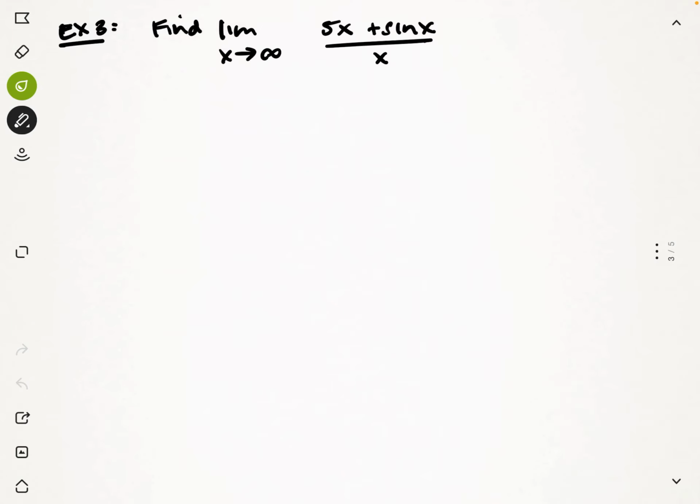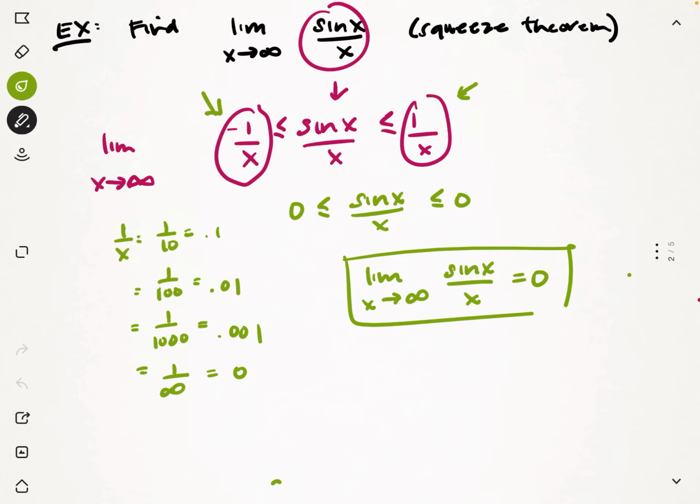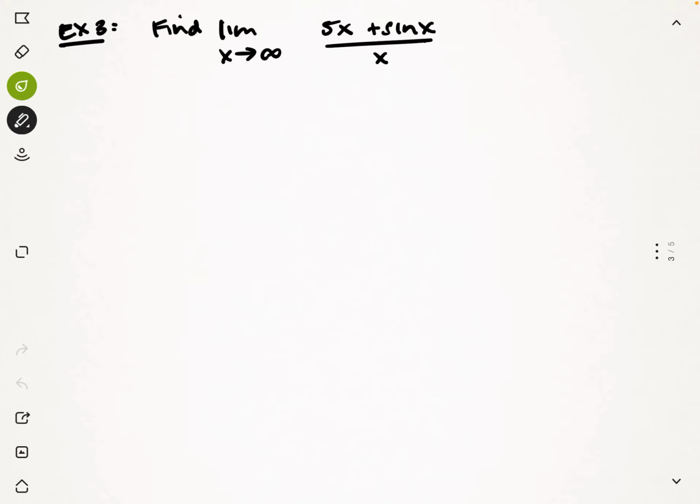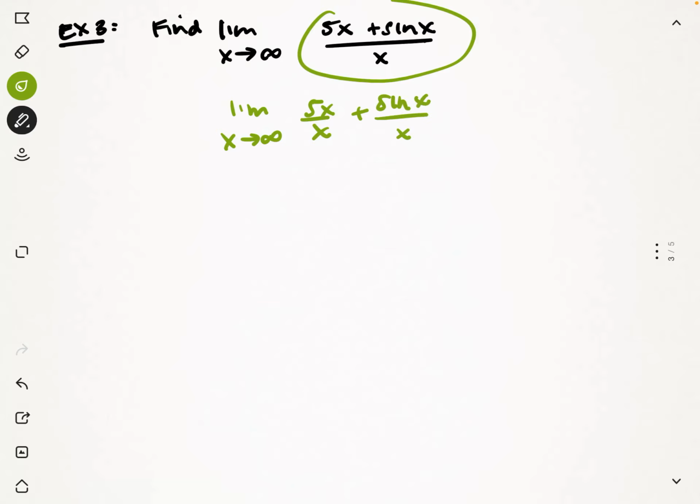All right, so let's find the limit as x approaches infinity of (5x plus sine x) over x. The cool thing about this is we're just going to be applying algebra, and what we know from the last one that we did, the limit as x approaches infinity of sine x over x. It's going to be nice and easy. What algebra says is if we have a fraction like this, we can split it into two parts. So the limit as x approaches infinity of 5x over x plus sine x over x.